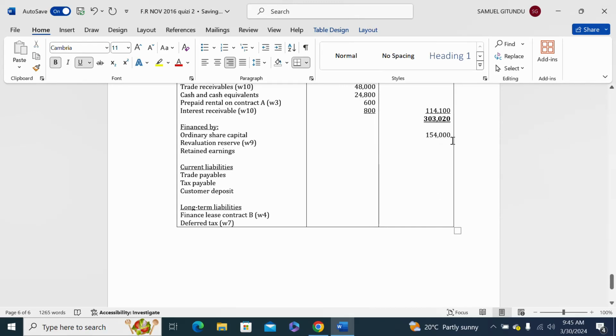Then the revaluation reserve we have calculated, this is 15 million. Then we go to the retained earnings from the statement of comprehensive income, which is 30,570. So the total under the equity section is 199,570.